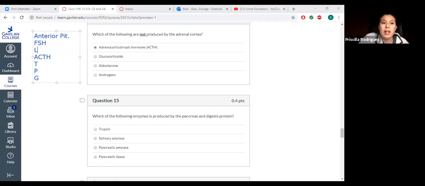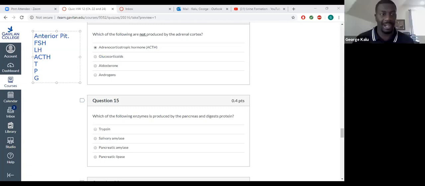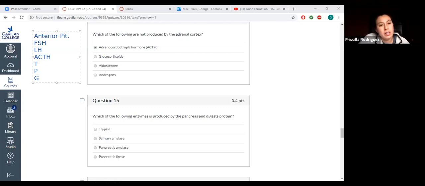Then what about the L here? LH, the luteinizing hormone. LH is our luteinizing hormone. Then we have ACTH. What's our T? TSH, right? Thyroid stimulating hormone.